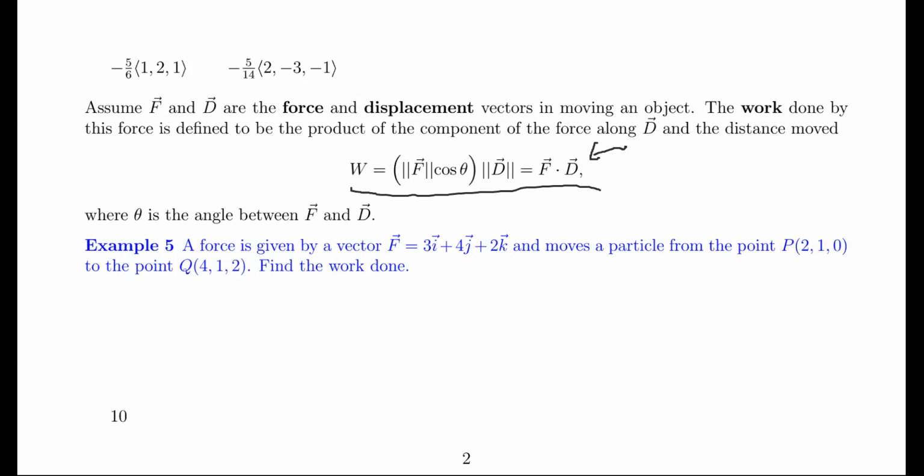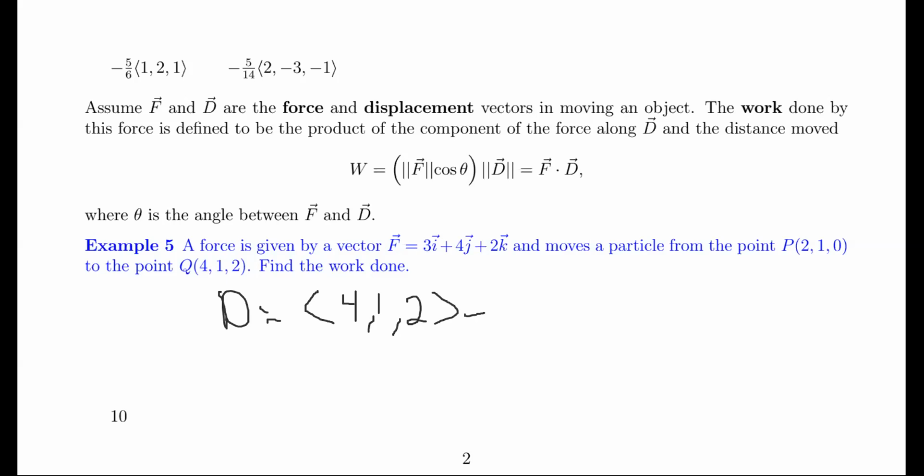All right, so let's do our example. A force is given by a vector F, which is 3i plus 4j plus 2k, and moves a particle from point P, 2, 1, 0, to point Q, which is 4, 1, 2. Find the work done. So what is our displacement vector? Well, D is the vector 4, 1, 2 minus the vector 2, 1, 0, right? So this is the vector from P to Q.